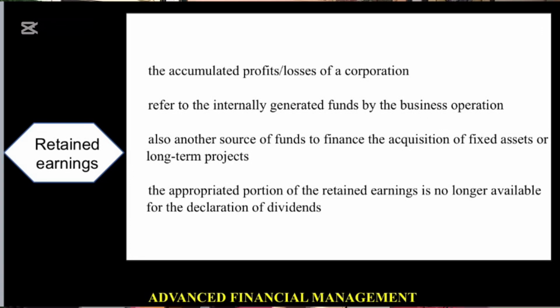Okay, so retained earnings is another source of long-term financing. This is the accumulated profits, because we are using the funds for the long term. It refers to the internally generated funds by the business operation, and is another source of funds to finance the acquisition of fixed assets or long-term projects. And this is appropriated. The appropriated portion of the retained earnings is no longer available for the declaration of dividends.